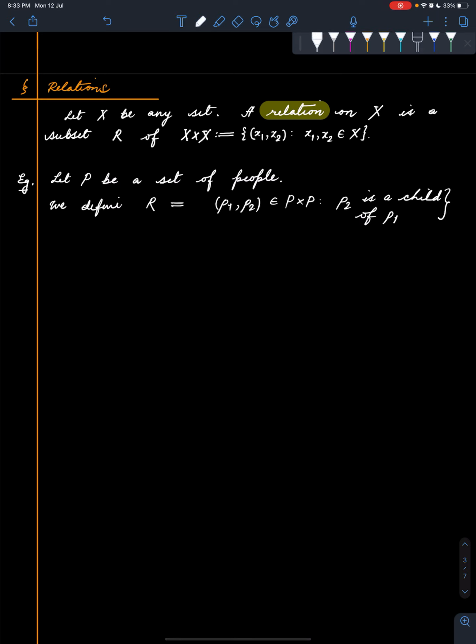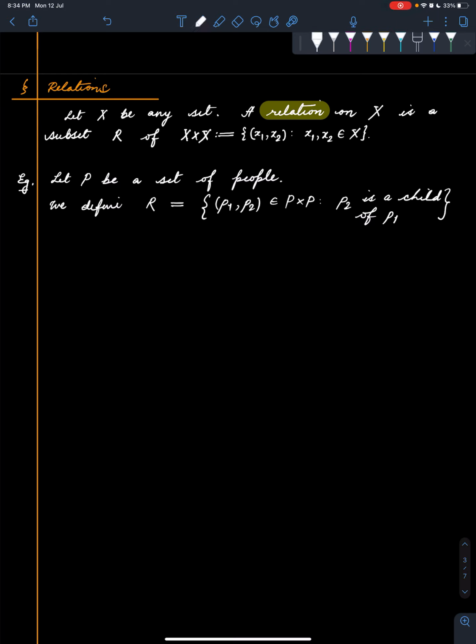So this is how we can define a relation. Basically, this relation is that of a parent. So if P1 is a parent of P2, then we just record that data via this gadget. And of course, R is a subset of P cross P. So this is a good example of what is a relation. In fact, this is a paternal relation in the colloquial sense.